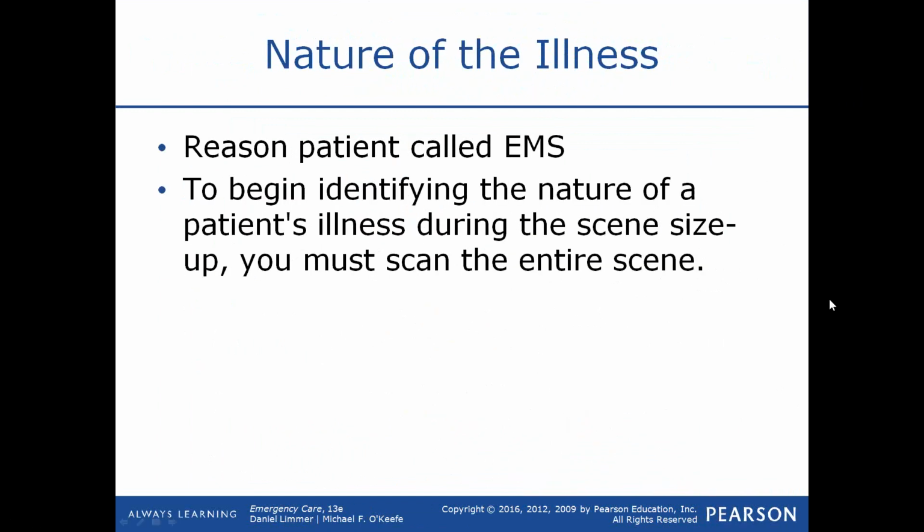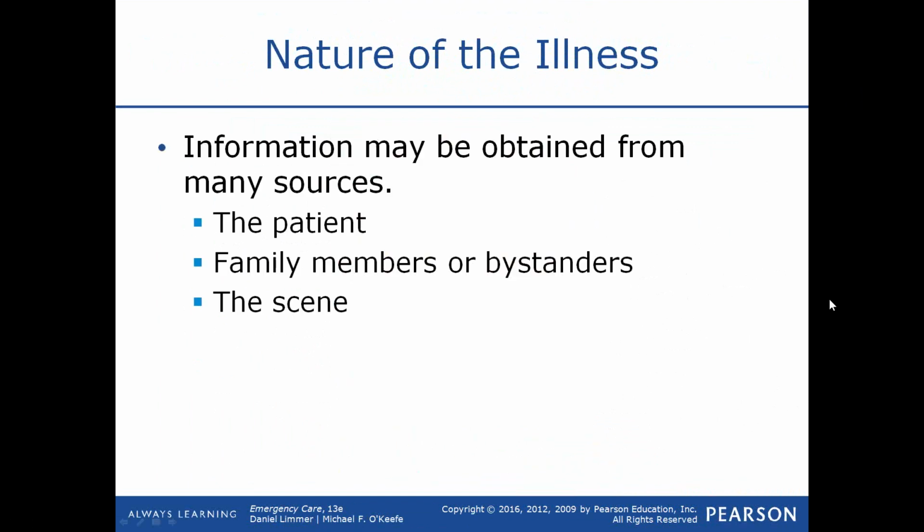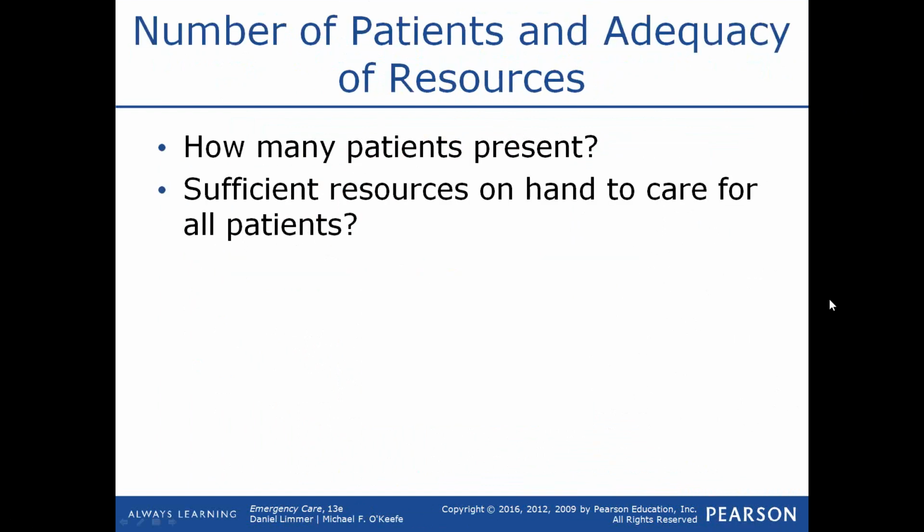The nature of illness is the reason that the patient called EMS, and you want to identify that as soon as you possibly can. And if the patient is unresponsive, you might have to scan the scene. You might have to get that information from bystanders or parents. So actively look for any additional patients, such as pedestrians or cyclists, particularly when you go to a motor vehicle collision. If you have just one patient, don't assume that there was only one person in the vehicle. You can get information from bystanders, from the patient, from family members, and you certainly can gather information from what the scene looks like as well.